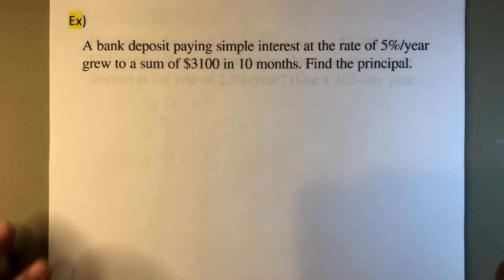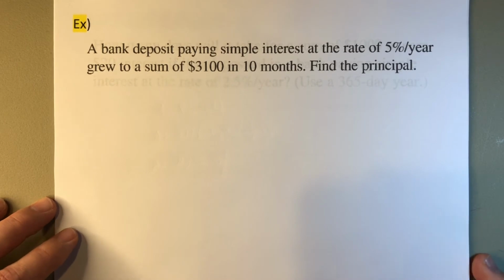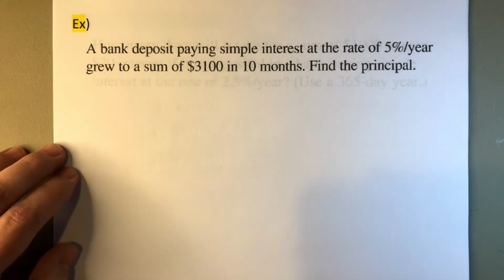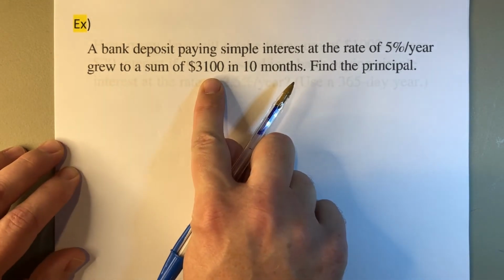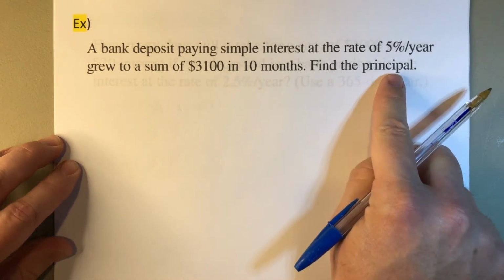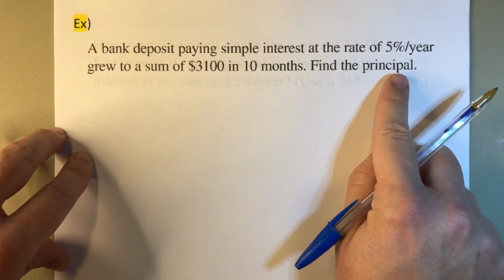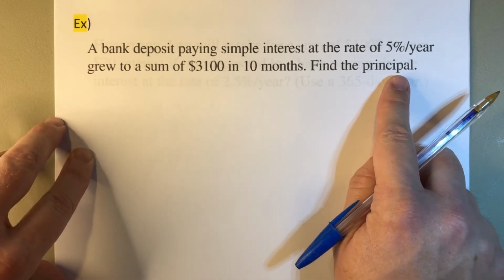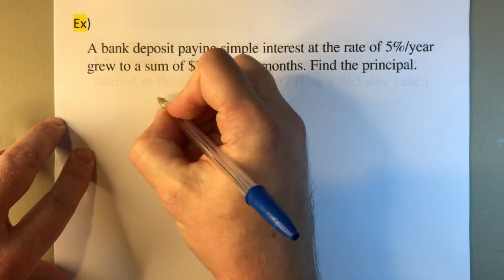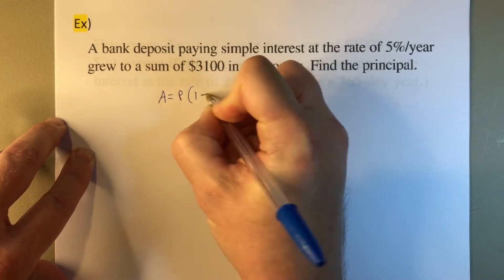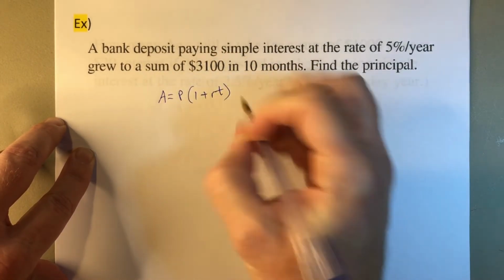Example number 2. A bank deposit paying simple interest at a rate of 5% per year grew to a sum of $3,100 in 10 months. Find the principal. So what are we trying to do here? We're trying to find the initial amount deposited. All right, so what are we going to do? We're going to still use the same formula we did in the previous example.